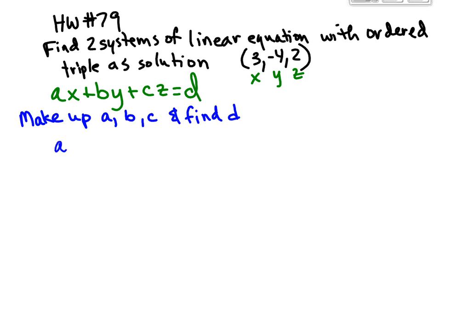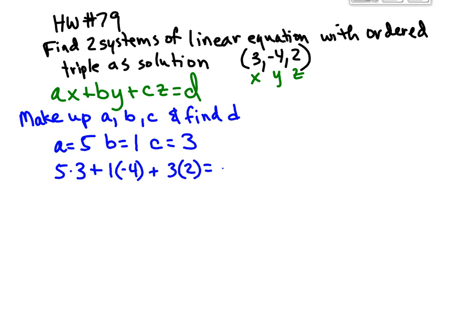So I'll just make up that A is 5, B is 1, and C is 3. And so I now know A, B, C, and X, Y, Z, and then I'll just plug them all in and find the corresponding D value. And that's just going to give me an equation that I can use with this 5, 1, and 3. So 5 times 3 plus 1 times negative 4 plus 3 times 2 equals D.